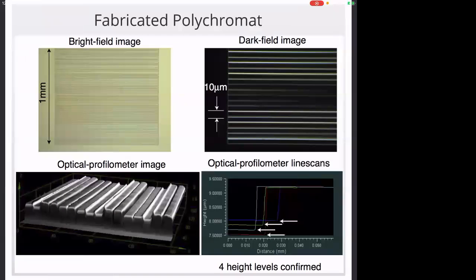Now, we actually fabricated these devices. These are examples of fabricated devices, which are quite interesting and pretty. So you can see the bright field image, dark field image, and they look like piano keys, but they are essentially these little bits of polymer, and they're very, very thin. So this is only about 10 microns wide, and again, just a couple of microns thick.